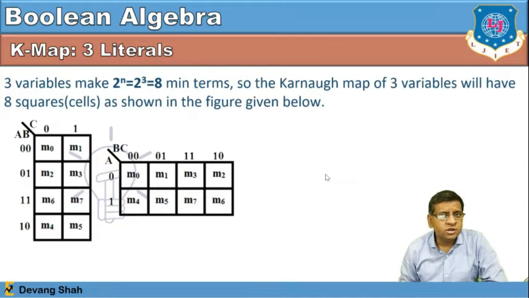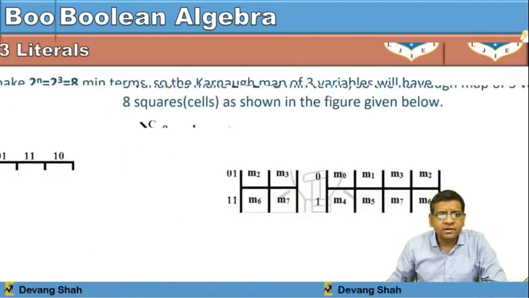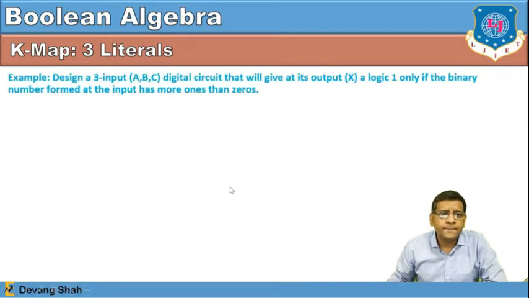So A is either 0 or 1, and B and C go 00, 01, 11 and 10. Now you can see the third column is very important, having the value 11. Why? Because ultimately B and C follow the sequence of Gray code. That's very important to understand. So my sequence is 00, 01, 11 and 10 for 3 literals, right? You can check this.